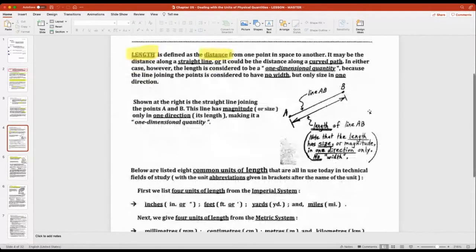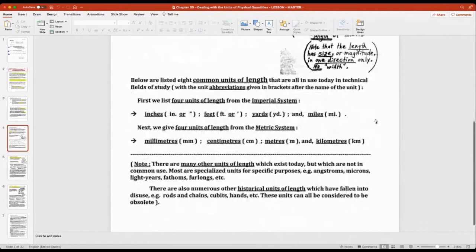In terms of length, you should be familiar with the following units. In the imperial system, we have inches, feet, yards, and miles. And in the metric system, we have common ones, especially in construction, like millimeters, centimeters, meters, and kilometers.